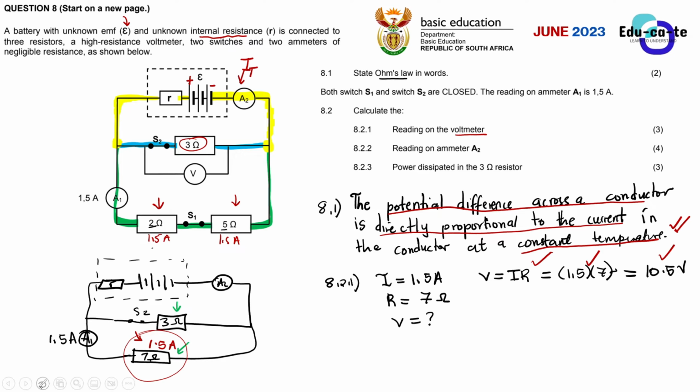So now let's look at 8.2.2. It says calculate the reading on ammeter A2. We have already deduced at first that the reading on ammeter A2 is the total current. Ammeter A2 is reading the total current, right?